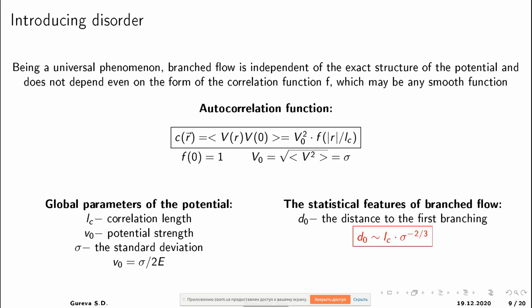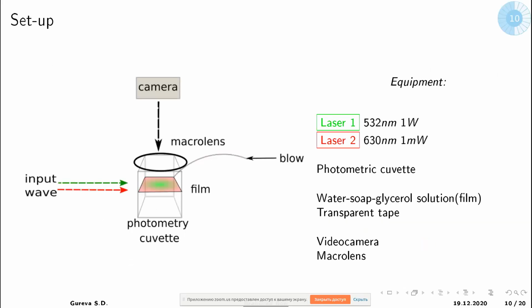because correlation length is a scale on which the variation in potential occurs, and we can expect that the first perturbation of the wave can appear on the same scale. As for the potential strength, the weaker the potential, the longer it takes to affect the initial flow. So the distance of the first branching is expanding. So we move on to the experimental part of our work.